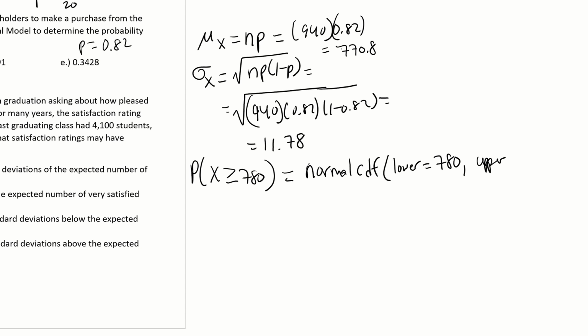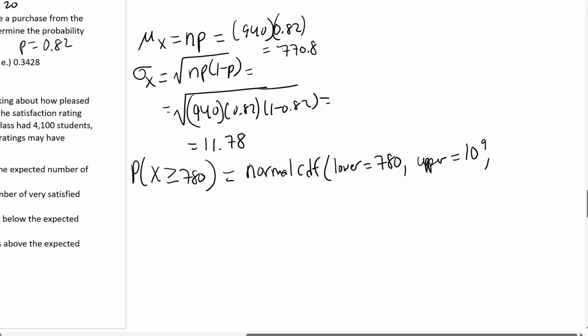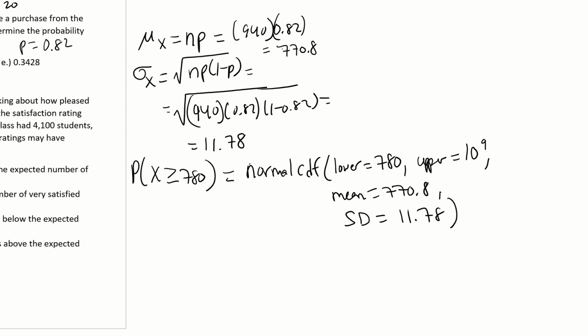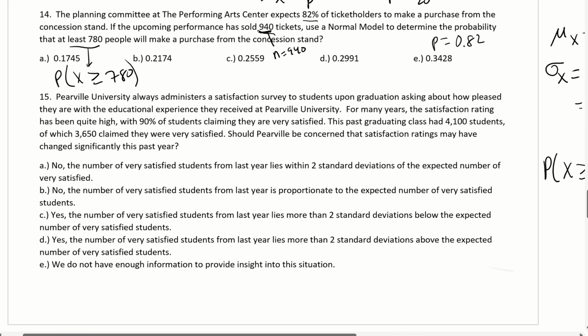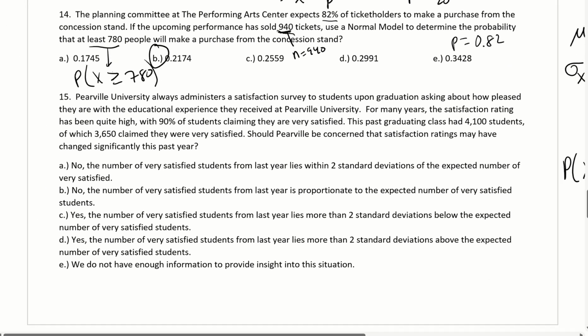The upper is like 10 to the 9th power, or 1,000, whatever, a big number. The mean is 770.8, and the standard deviation is 11.78. So we'll do that and see the answer. If you calculate that, you get about 0.2174, which is B.